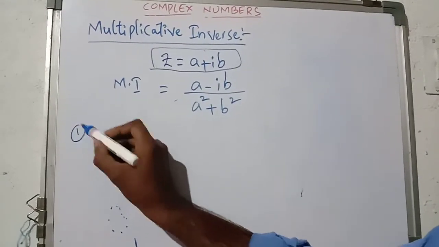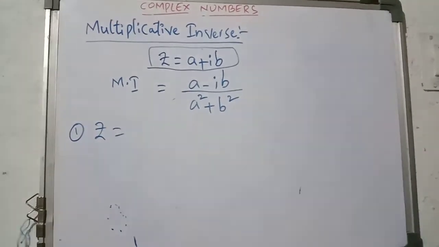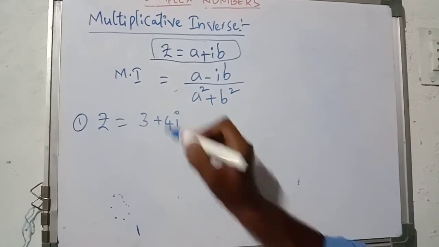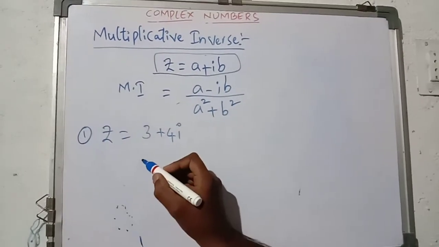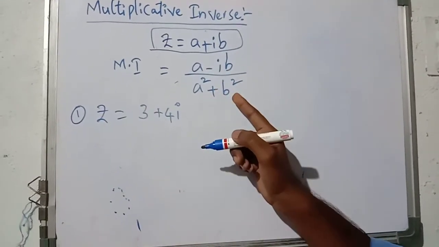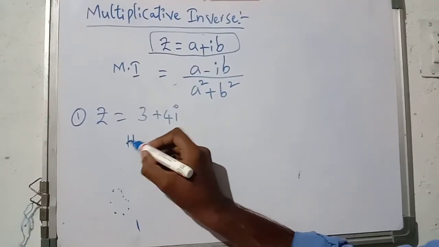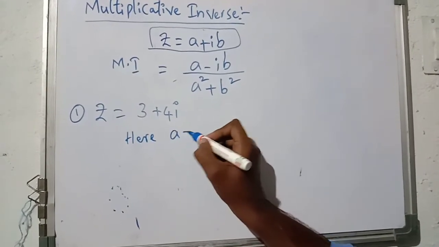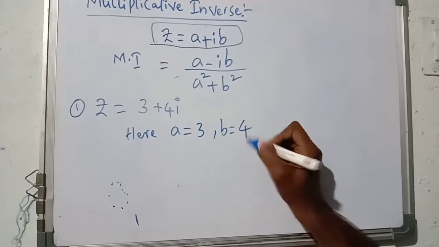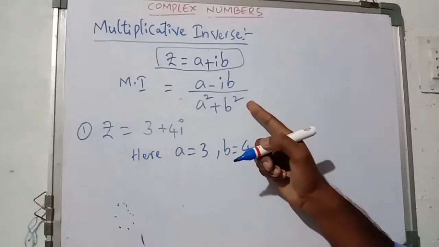Take one example. Let us take the complex number z equals 3 plus 4i. Now the multiplicative inverse equals (a minus ib) by (a square plus b square). First we have to check the values of a and b. Here a equals 3 and b equals 4. Next, simply substitute in the given formula.